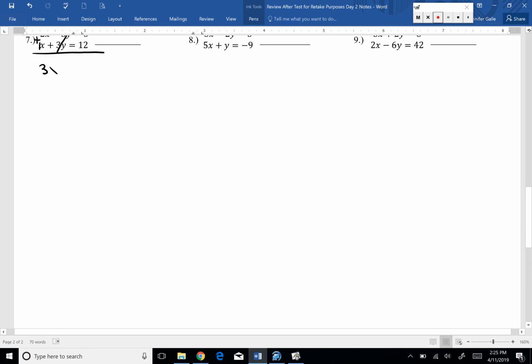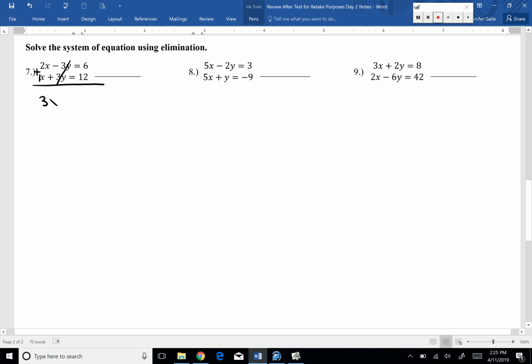Sorry. Here we go. So we have a 3x. We still have our equals. 6 plus 12 gives me 18. So now I don't have a y value. All I have left is 3x equals 18. How do I finish this off for x? Divide by 3. Yeah. So my x equals 6.